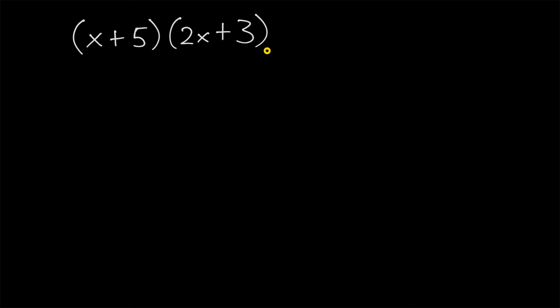Now, how are you going to perform this operation? How are you going to multiply these binomials together? Well, there is a very easy rule to remember how to multiply binomials together, and it's called FOIL. F-O-I-L, FOIL. Now, what does the F in FOIL stand for? F stands for first.